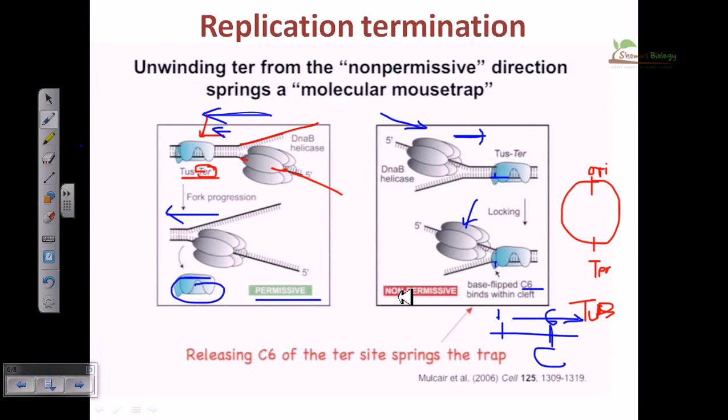Okay, so this is called the non-permissive end for this DNA helicase, because helicase has two different ends. One is permissive, one is non-permissive. It is called permissive because it permits the helicase to move on, but this end does not permit the helicase to move on. That's why it's called the non-permissive end. Okay, so this is how the replication is terminated utilizing Tus and Ter proteins. It's a completely new concept, published in a 2006 paper, and this is also called a molecular mousetrap for termination of the replication.